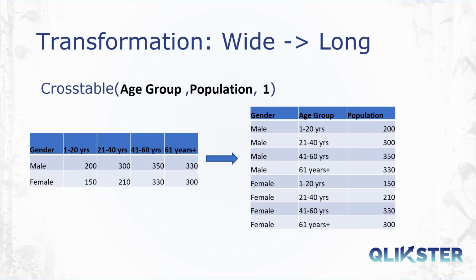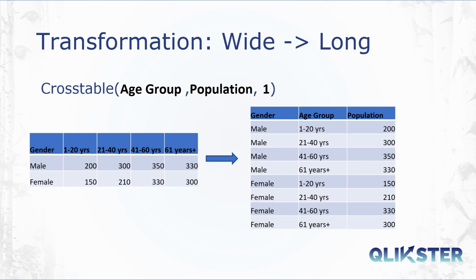Let's have a look onto how to transform a wide table into a long table. For that, we can use the cross table function within Qlik. The cross table function uses three parameters. One parameter defines how to name the header rows from the wide table within the long table.